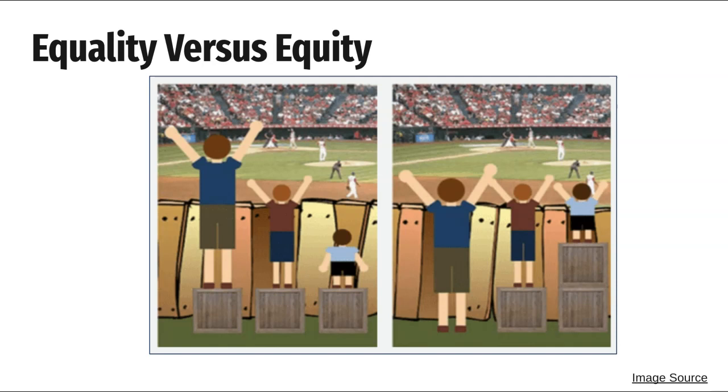But the problem is we don't know if that shortest child missed a key play while he was waiting to receive his second crate. We don't know if he needs help getting up onto the two crates. And we don't know if that tall child feels resentment towards the shortest child or if the shortest child is experiencing stigma for receiving the accommodation.